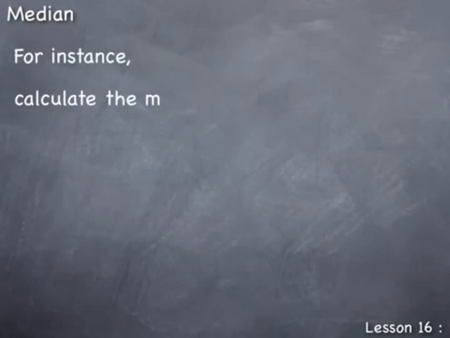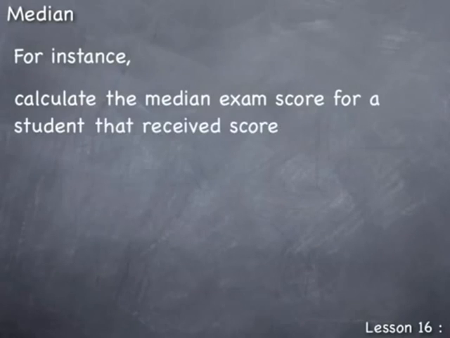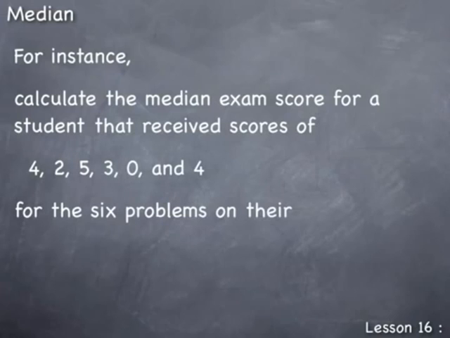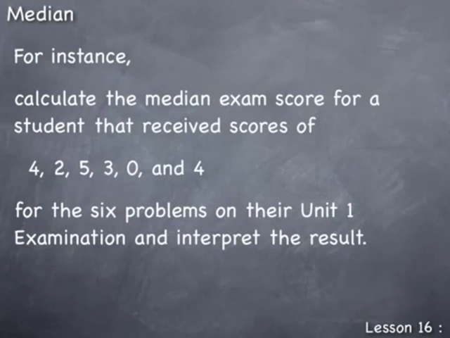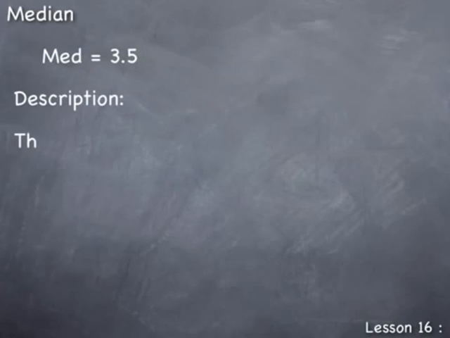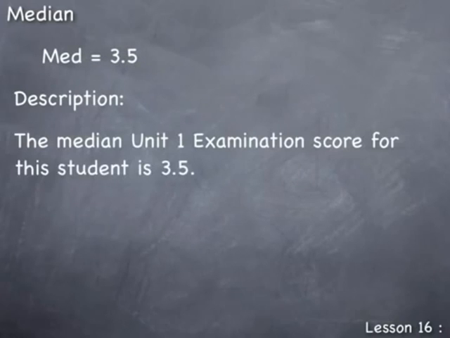For instance, calculate the median exam score for a student that receives scores of 4, 2, 5, 3, 0, and 4 for the 6 problems on their Unit 1 examination and interpret the result. We can say the description. The median Unit 1 examination score for this student is 3.5.